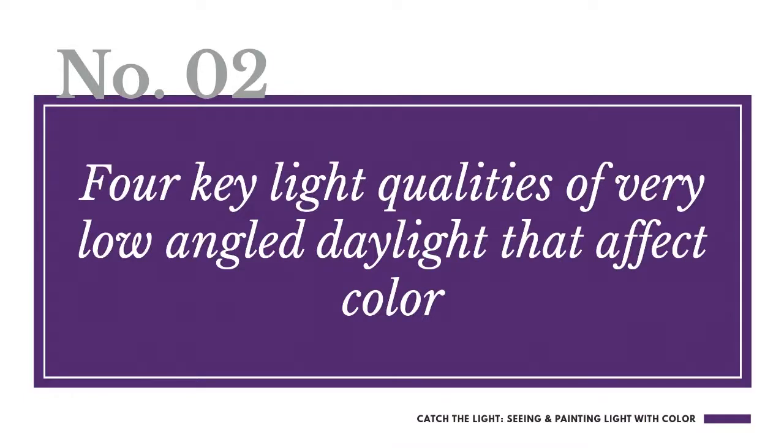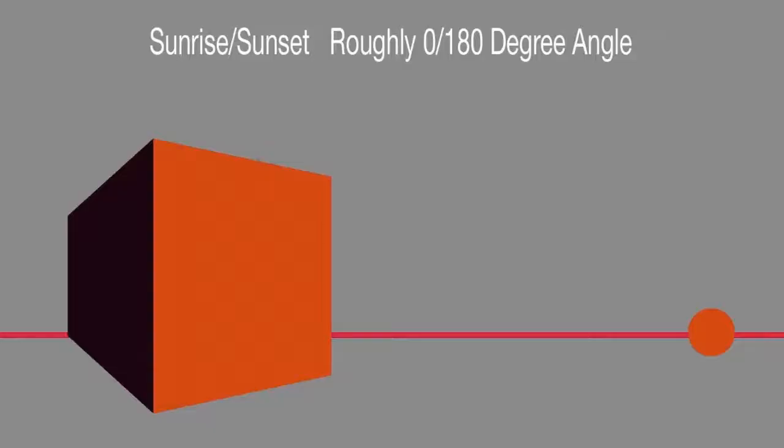So the four key light qualities of very low angle daylight that are going to affect the color have to do with that low angle. That the impact of the low angle is going to give us that really strong red-orange light, very strong light in the background when we're looking towards the light, and limited contrast in the foreground.